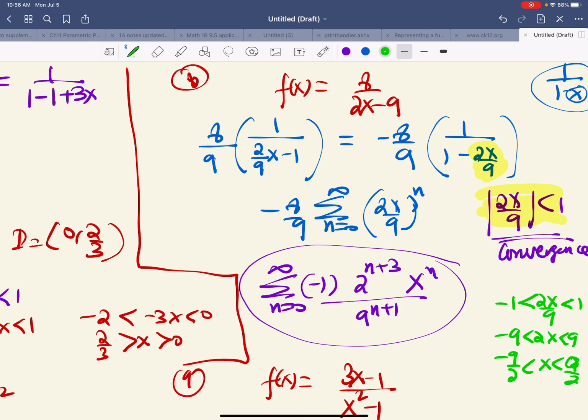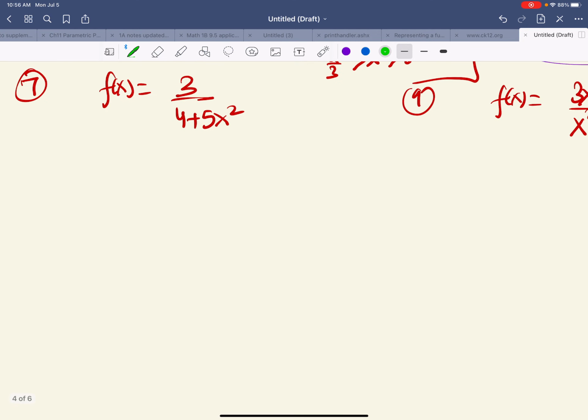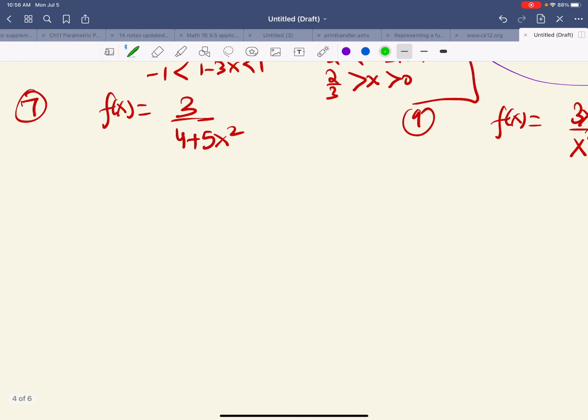And the center in this case is 0. Let's see another example. Number 7, we haven't looked at. 3 over 4 plus 5x squared. And we want to express it as a power series. So again, think about your goal. You want to go 1 over 1 minus something in the form.